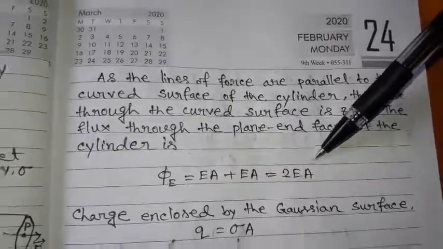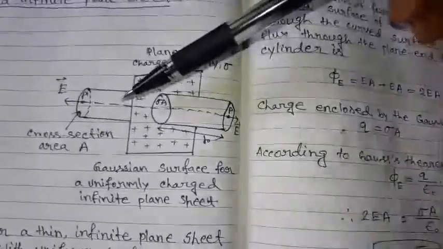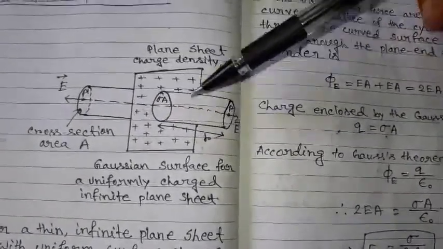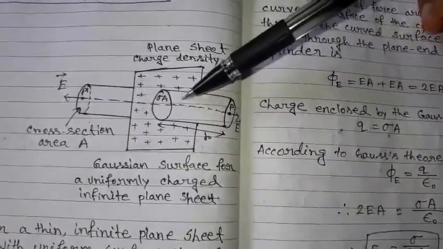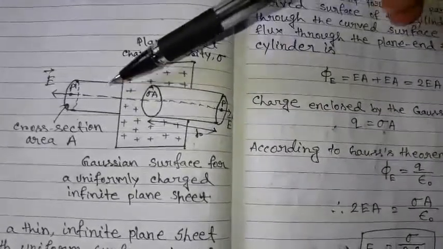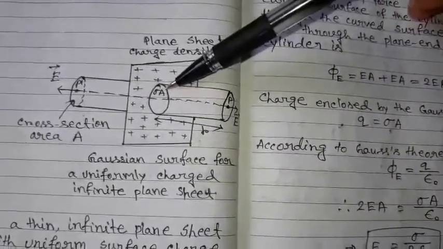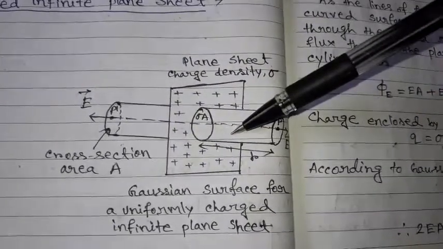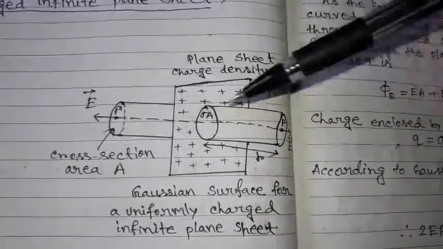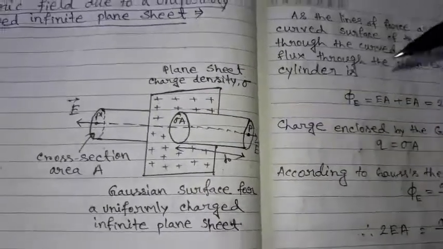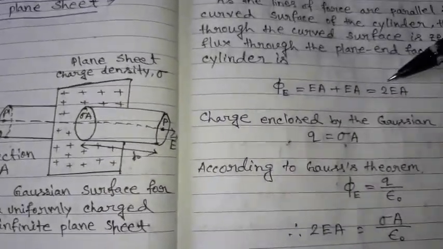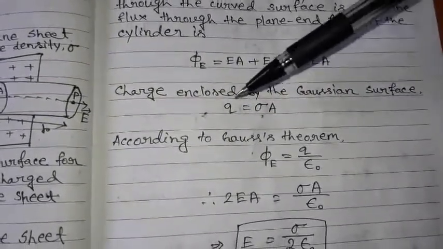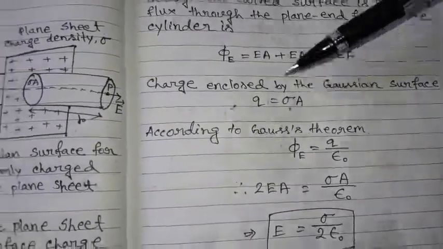equal to 2Ea. Here in the diagram we see a cylindrical Gaussian surface with flat circular ends. Electric field lines through this cylindrical surface is parallel, so electric flux through the cylindrical Gaussian surface will be zero, but through these circular ends there will be a value of electric flux which is equal to 2Ea. Now charge enclosed by the Gaussian surface Q equal to sigma into A.